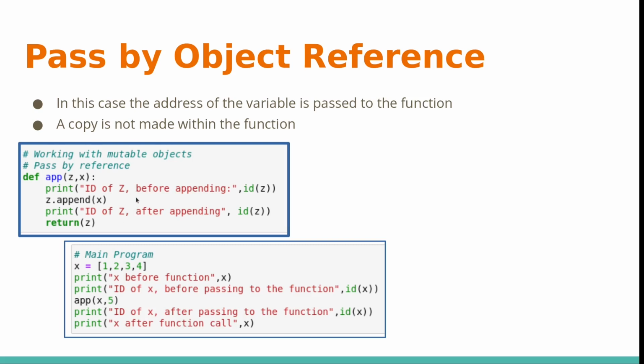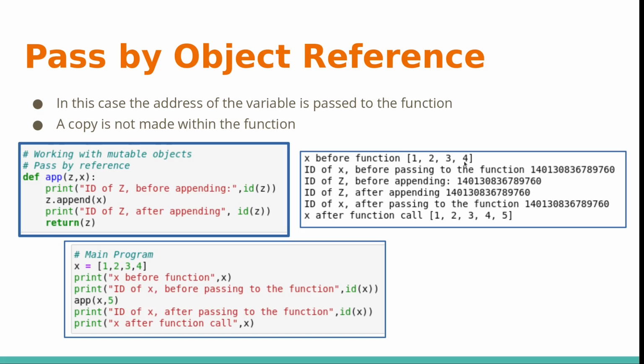In there, it has 2 IDs. It says, okay, what is the value of z that is being passed? Remember, the list x is being passed as z here, and the value of x is 5 here. So remember, I'm passing it by position. So I want to know what is the ID before appending, after appending, and then what is the value of x after the function call. x before the function call is 1, 2, 3, 4, which is to be expected. And the ID of x before passing it to the function ends with 9760.